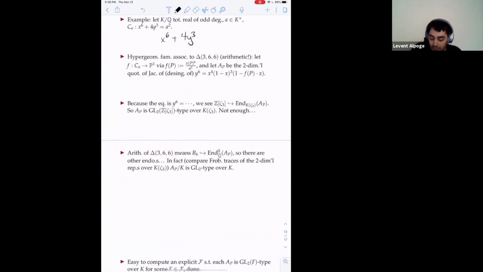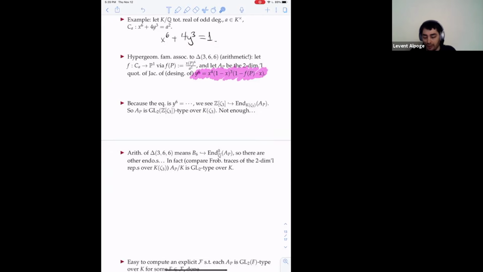X to the 6 plus 4i cubed equals 1. And it's the same sort of story as what I said with the 2, 6, 6 arithmetic triangle group, except when I was talking about the Bogomolov-Chinkel curve, I was talking about a model over Q that wasn't like the canonical model, whereas this is, I want to say the canonical, I mean, it's not the canonical model, but anyway, the point is that the family of abelian varieties you write down, which are quotients of the Jacobians of desingularizations of these curves, where F is a Bailey map. It's an explicit Bailey map.